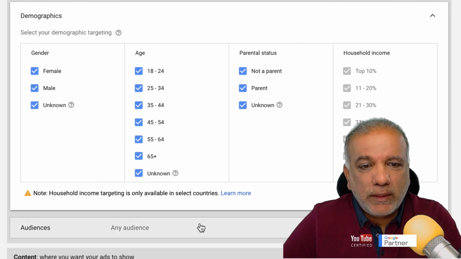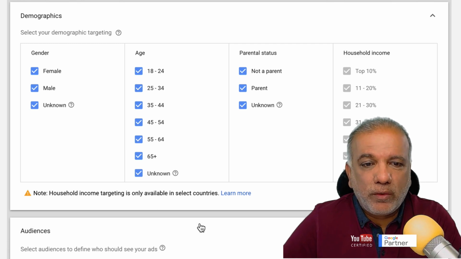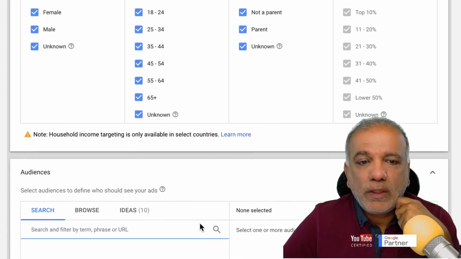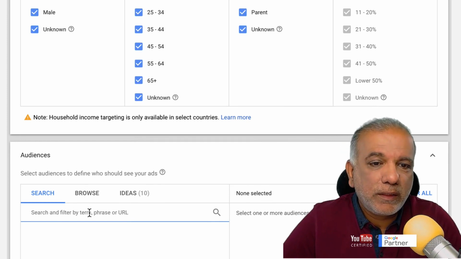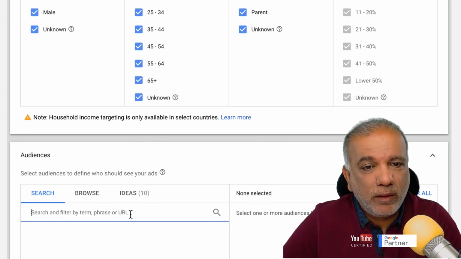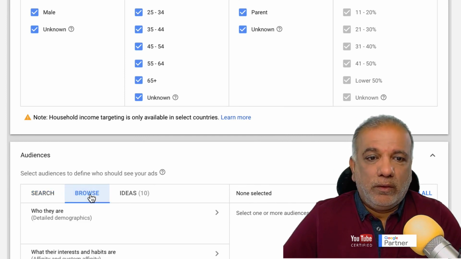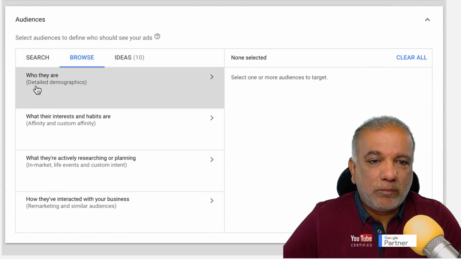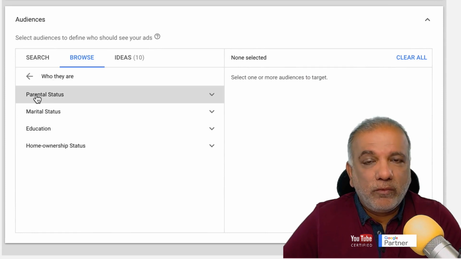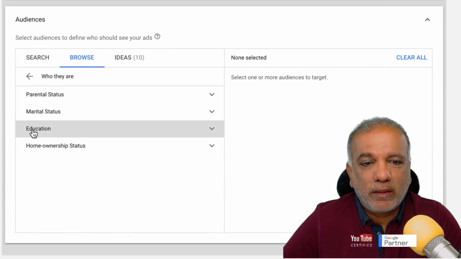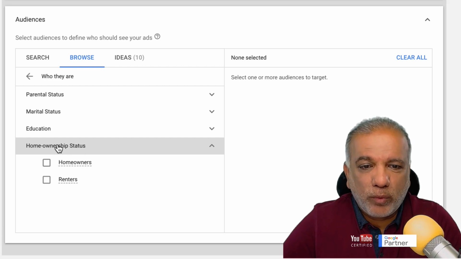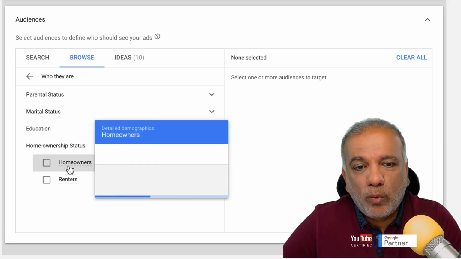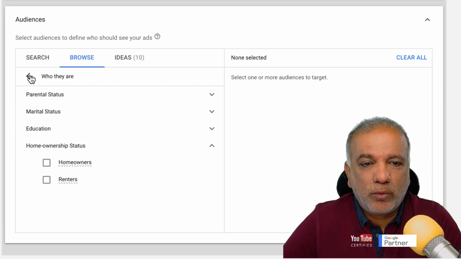All right, so the next stage is the audiences. Now you can either search for a particular audience by a term or a phrase or by website, or you can browse who they are, whether it is for parental status, marital, education, homeownership status. So this one is a new one, fairly new. So you can target homeowners or renters, which is quite handy.